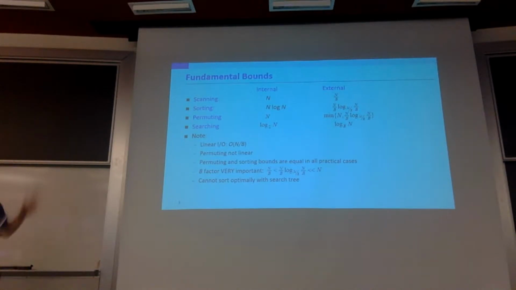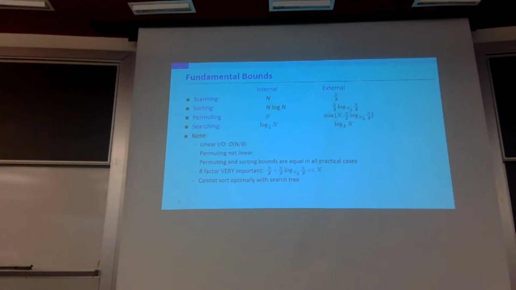I think you should be very familiar with the left column of the internal memory operations, like scanning, sorting, permuting, and searching. Does anybody not know why the bounds of internal memory operations are like this? Please raise your hand. If not, then I won't try to explain this.